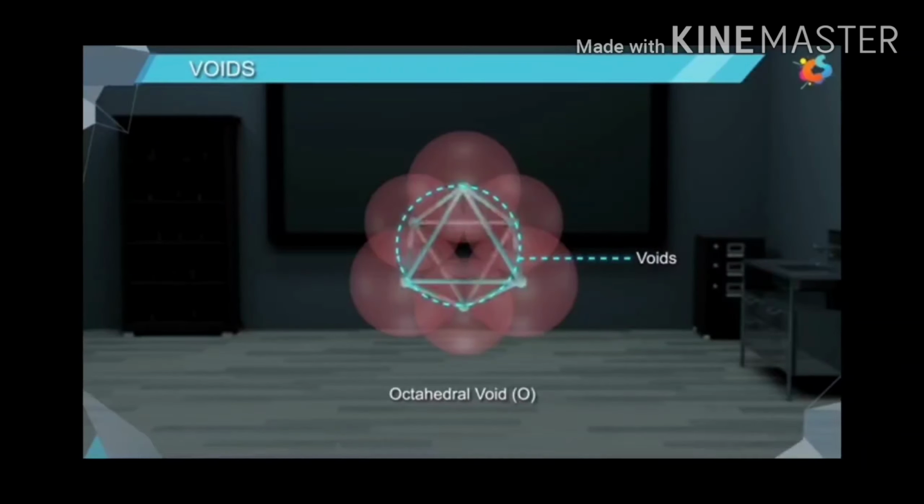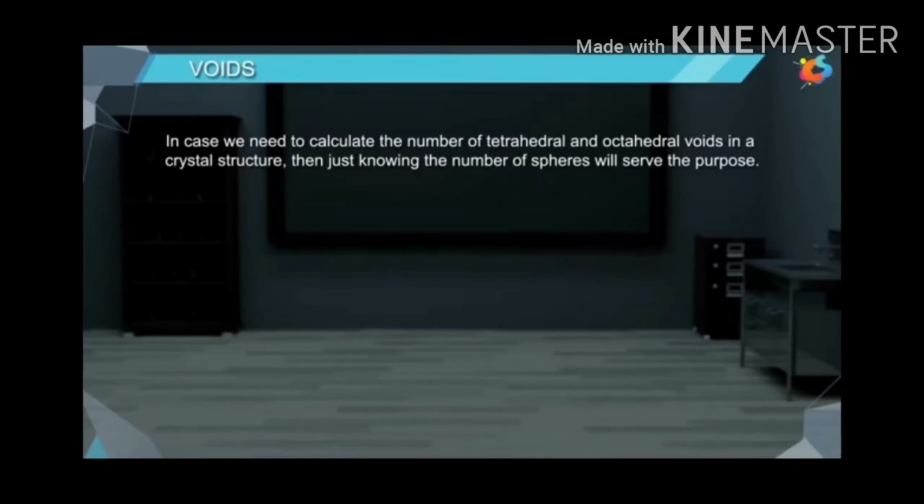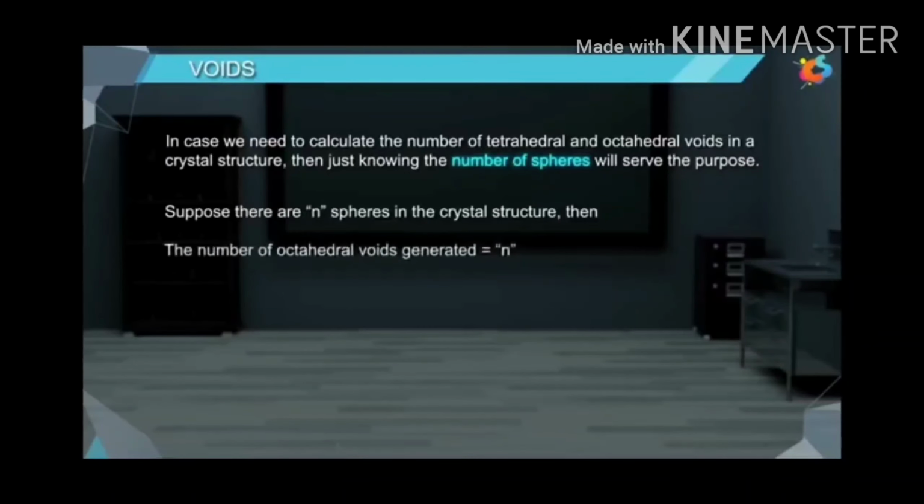See the octahedron. Here you see there is a square planar structure where the four atoms are there, and there is one atom above and one below. So in case we need to calculate the number of tetrahedral and octahedral voids in a crystal structure, there is a simple formula. If there are n number of atoms in a unit cell, then there will be 2n number of tetrahedral voids and n number of octahedral voids.